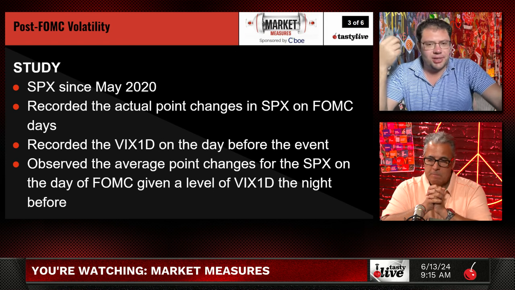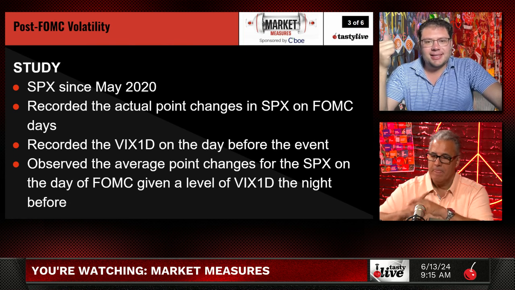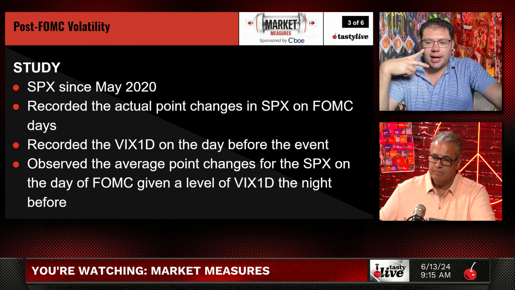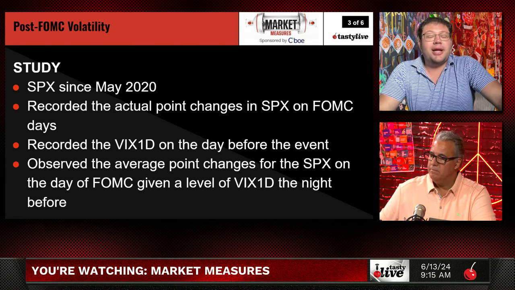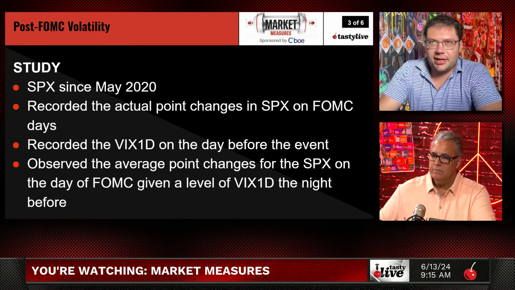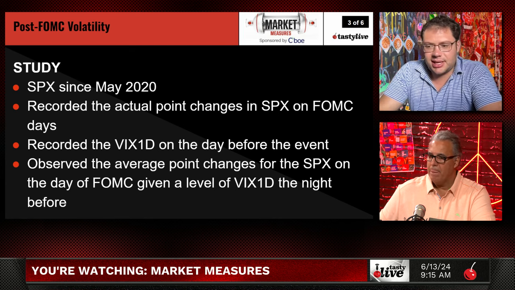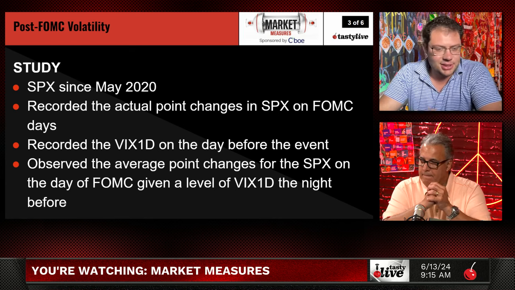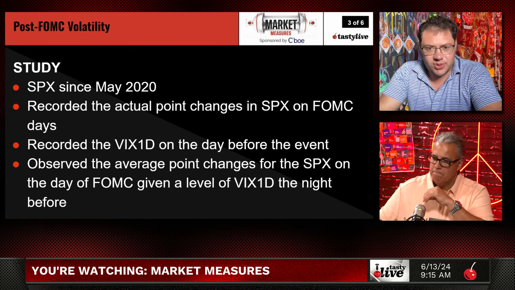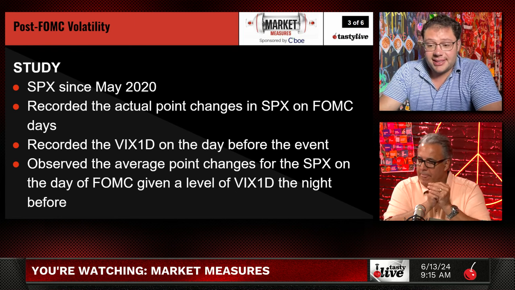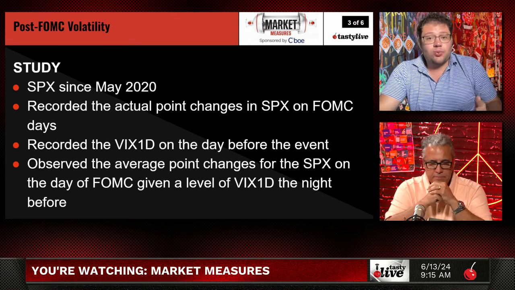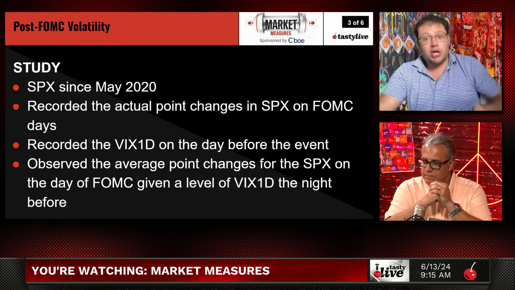The VIX 1D is not a tradable index. All it does is give you a rolling data set of tomorrow's expectations. A lot of people don't understand how the VIX 1D works. They just discount it because it's not tradable. I get that, but it's not supposed to be a tradable index. It's supposed to give us a data set every single day: what is the expected move for the SPX for tomorrow?